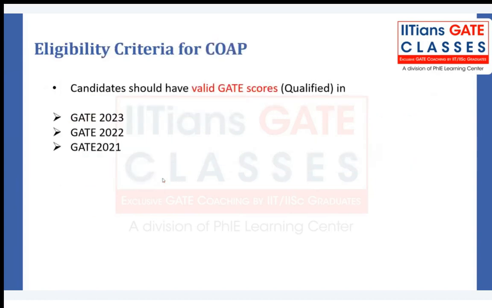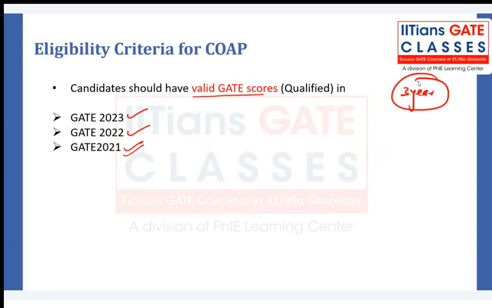Who can register for COAP, the Common Offer Acceptance Portal? The candidate should have a valid score, if you have a valid score in 2023 or 2022 or 2021. I believe everybody understands that, because the GATE scorecard is valid for 3 years. Everybody knows this.